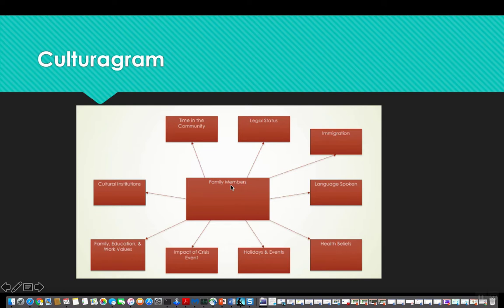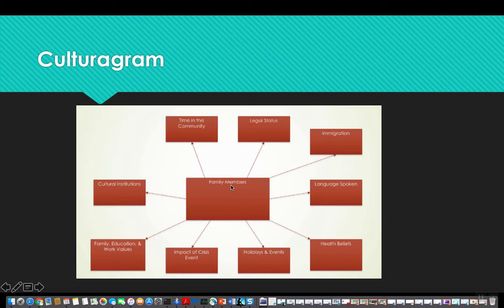Health beliefs, what illnesses do they seek health care services for? Because different families have different beliefs about seeking health care. What holidays does the larger community celebrate, and which ones are important, or which one does the family celebrate?